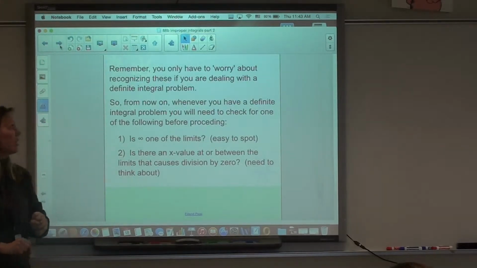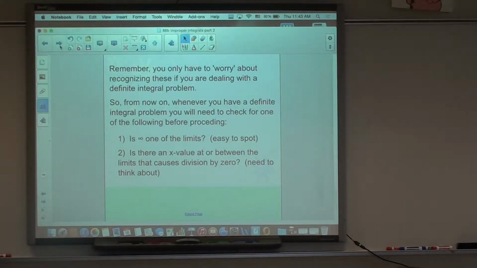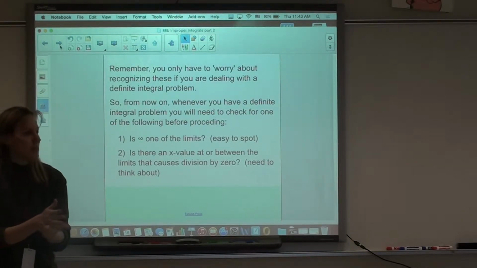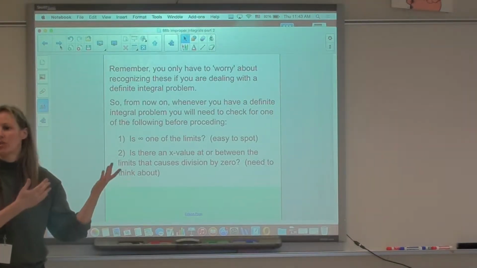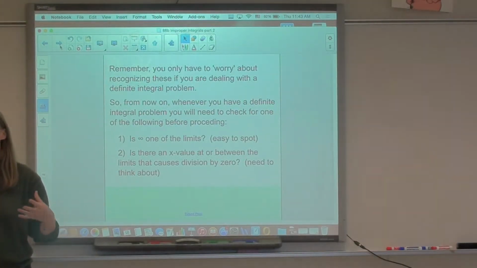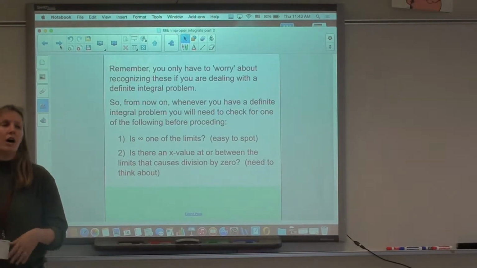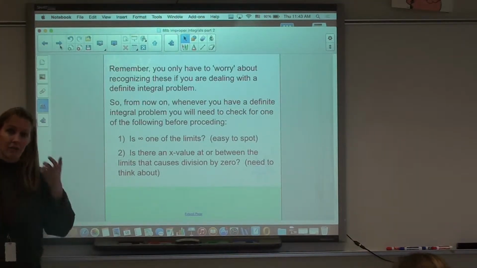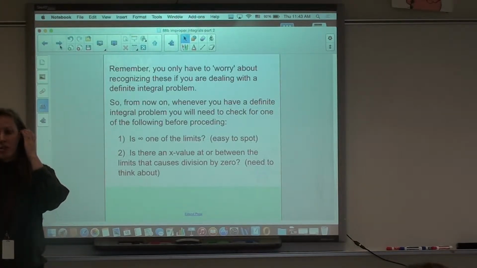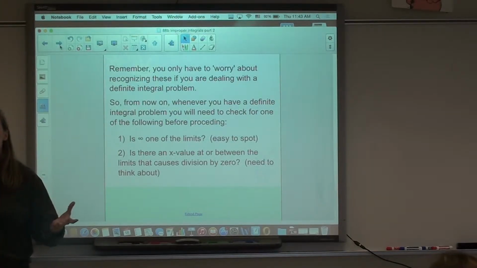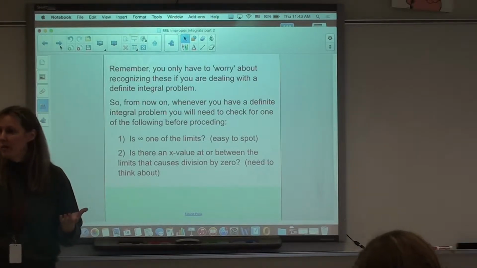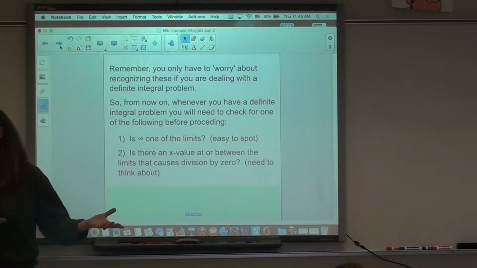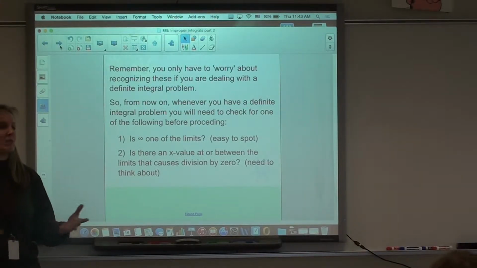Okay, all right, so remember, you only have to worry about recognizing these when you have a definite integral. If you have an indefinite integral and there's a vertical asymptote in the middle, it doesn't matter. You still just do the integral the same way you've always done it. You never really even thought about it when you had the integral of 1 over x, or 1 over x cubed. You never thought, oh my goodness, what happens if x is 0? Can I still evaluate the integral the same way, right? You just do it, right? So it's the same thing always.